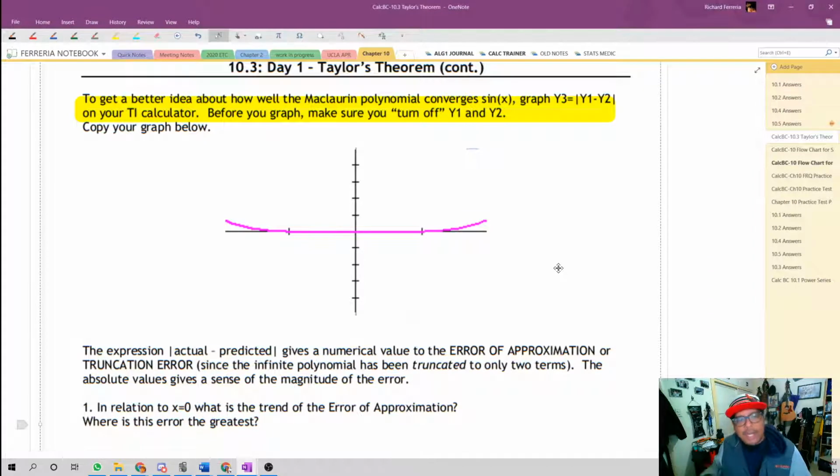The expression actual minus prediction gives a numerical value for what we call the error of approximation, or sometimes called the truncation error. It's called that because we have truncated the polynomial, the infinite polynomial, to only 2 terms. The absolute value that we used in the formula just gives us a sense of the magnitude of the error. So we don't have to worry about positive and negative error. We just think about error as some positive quantity.